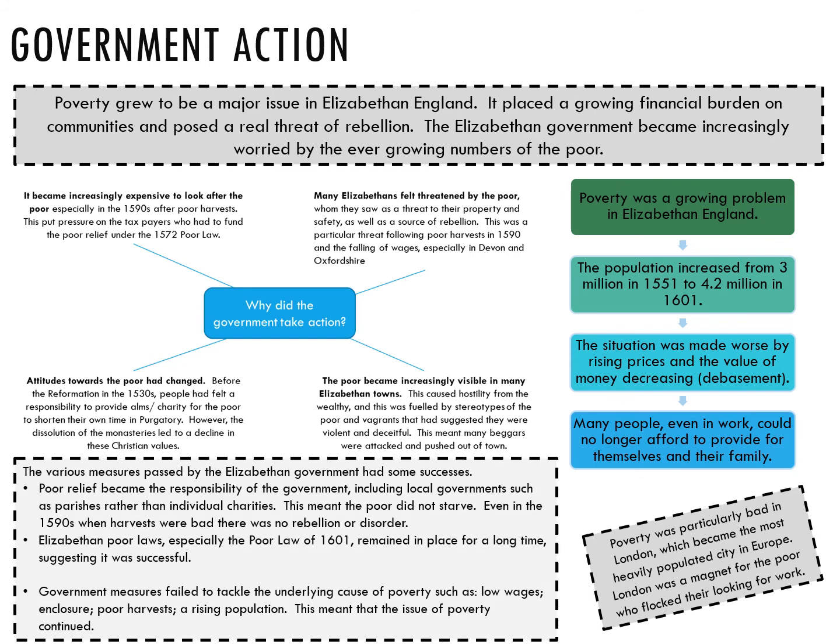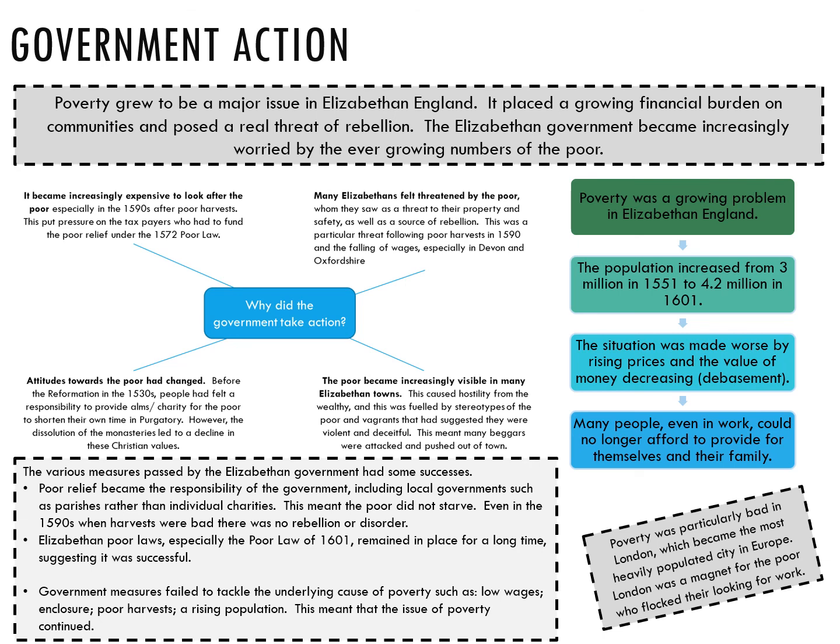The government then had tried all of these different measures, but how effective were they? Well, the Elizabethan government put various measures in place to deal with the poor, and these had some successes in reducing poverty. One success was that poor relief became the responsibility of government, including local governments, especially parishes, rather than individual charities, and this meant the poor were provided for and did not starve. As a result, even in the 1590s, when the harvests were poor, there was no rebellion or disorder.